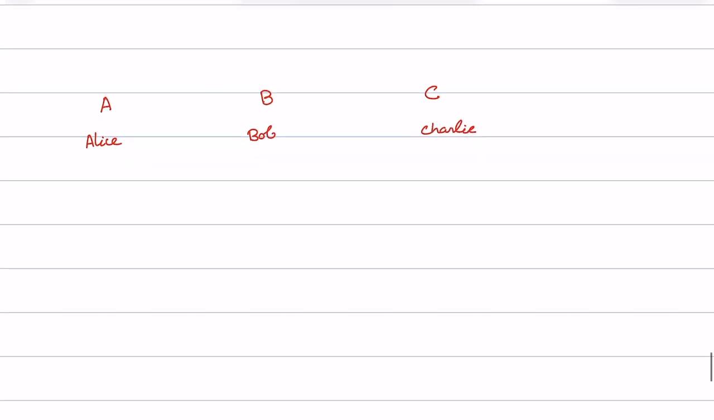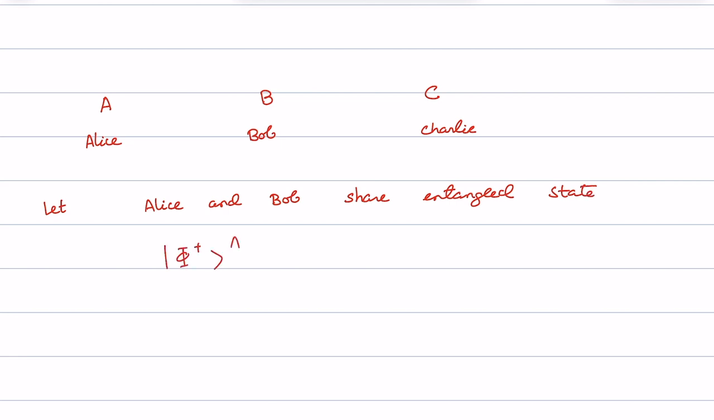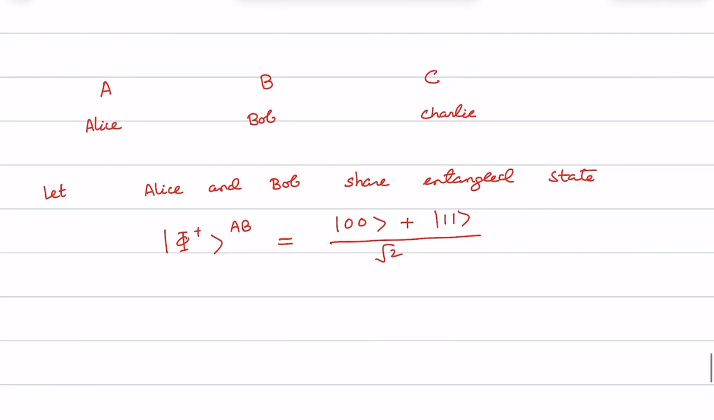Let us say Alice and Bob share the entangled state phi plus, and it's a Bell state, so this Bell state is (0 0 plus 1 1) by root 2. This is shared by Alice and Bob.